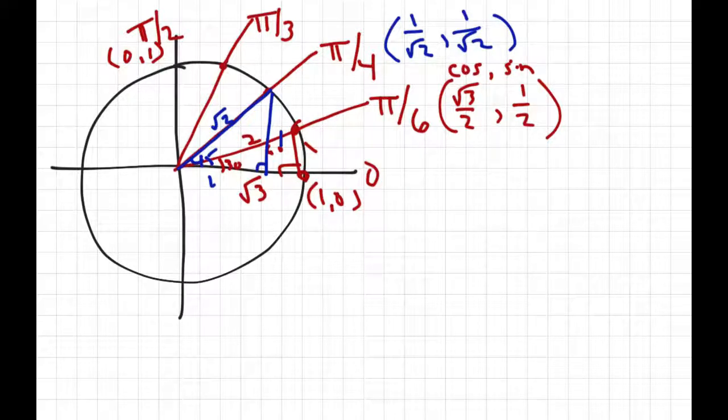And for pi over 3, or 60 degrees, the innermost angle is 60, and this one up here is 30. So this is 1, this is the square root of 3, and this is 2. So the cosine of 60 is going to be 1/2, and the sine is going to be the square root of 3 over 2. And if you can just know those three special angles, the other angles in the unit circle are just going to be the opposites of those if they have the same reference angle.